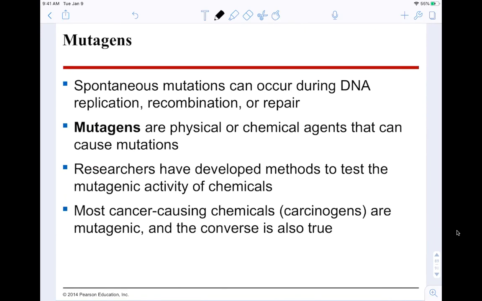So then we have something called mutagens. Spontaneous mutations can occur in DNA replication, recombination, and repair. They can happen kind of at any time. Mutagens are physical or chemical agents that cause mutations. And we know that cancer-causing chemicals are called carcinogens. These are definitely mutagenic, which means that they can cause mutations. Researchers have developed methods to test the mutagenic activity of different chemicals. And it's really sad that we are still selling these chemicals on the market, like in tobacco products and cigarettes. They are mutagenic. They are carcinogenic. They cause cancer because they are causing mutations in the DNA.